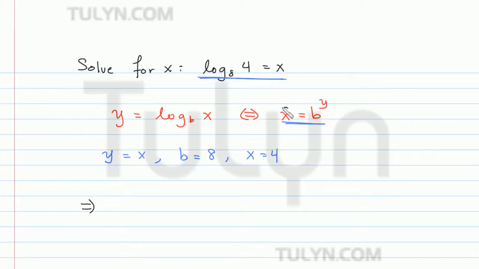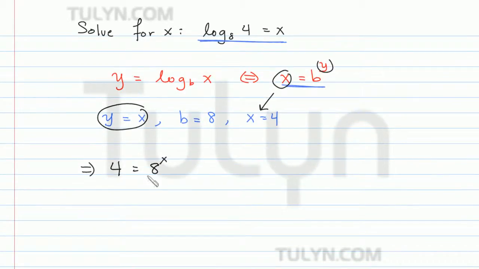we get x, which is 4, is equal to b, which is 8, to the y power, and in this case y is equal to x. So we have 4 is equal to 8 to the x power.